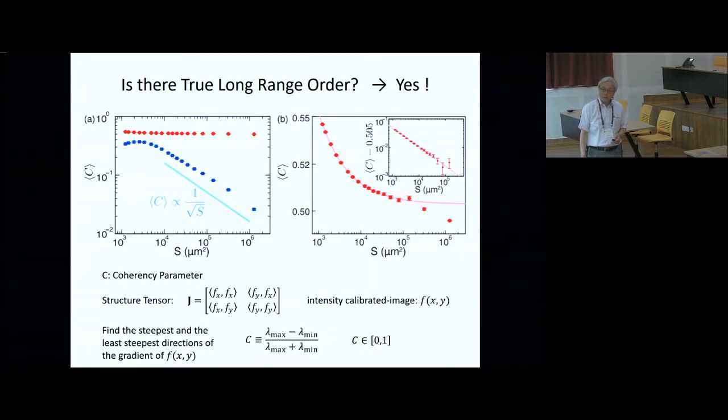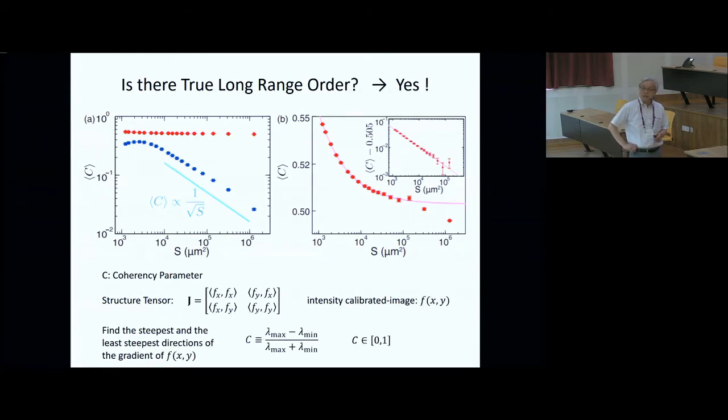From the largest eigenvalue and the minimum eigenvalue, we can define some kind of correlation or coherence, an orientational order parameter. This parameter decays in the disordered state in proportion to 1 over the square root of N, where N means the total number of bacteria. So this is a normal fluctuation in the disordered state.